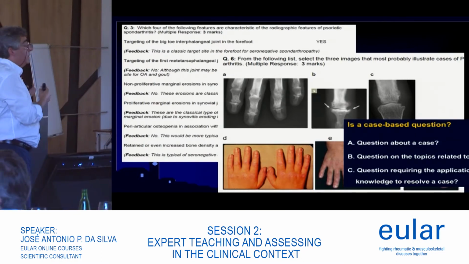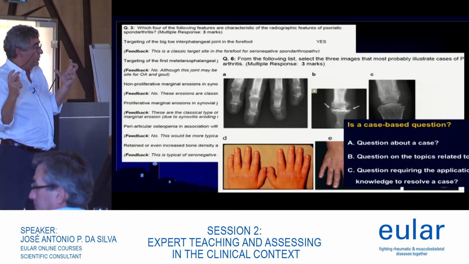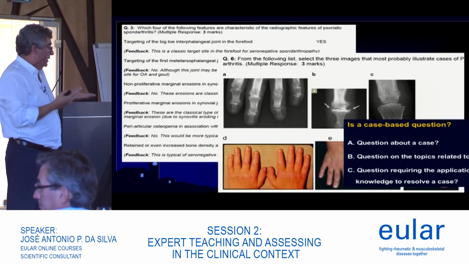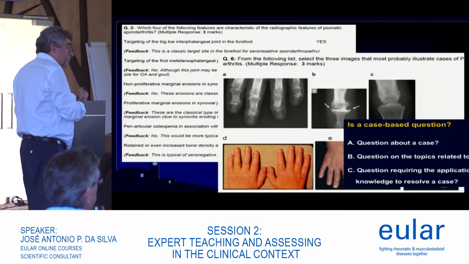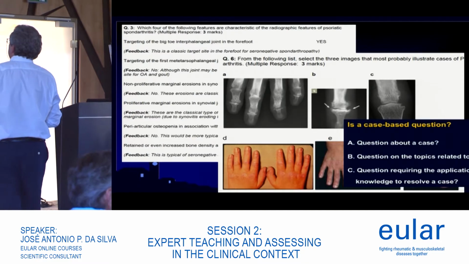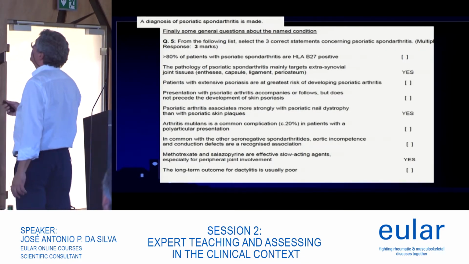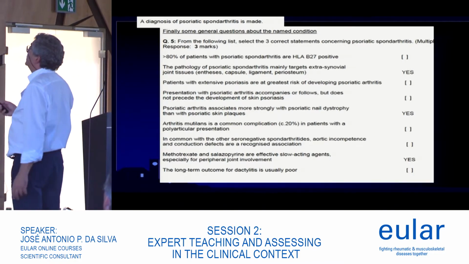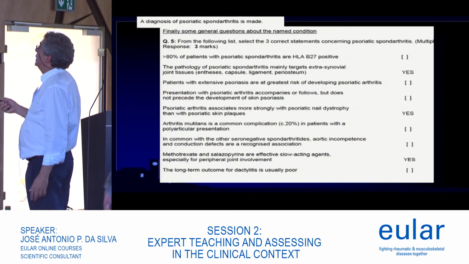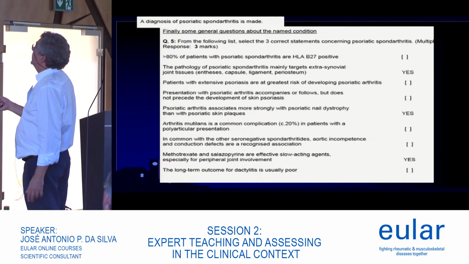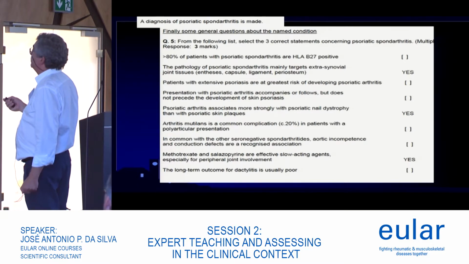So I need to look at the X-ray, make a summary myself, combine that with my knowledge about the disease, make the differential, and I believe the diagnosis is, let's say, made stronger or weakened or questioned by that. Another question: a diagnosis of psoriatic spondyloarthritis is made. Finally, some general questions about the named condition. Question 5, more than 80% of patients with psoriatic arthritis are HLA-B27 positive.